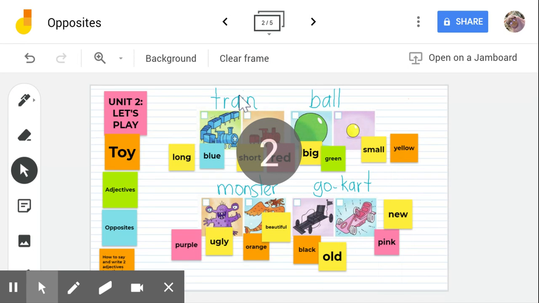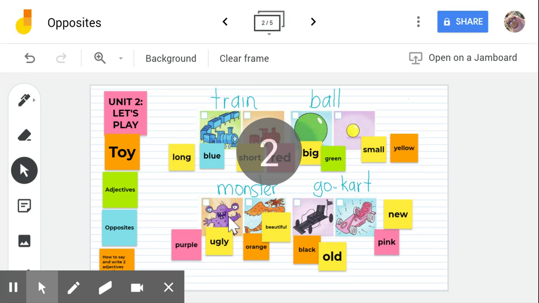So the train can be described as long and blue. The red train can be described as short and red. This ball can be described as green and big. This ball can be described as small and yellow. And so it goes on with the monster and the go-kart.